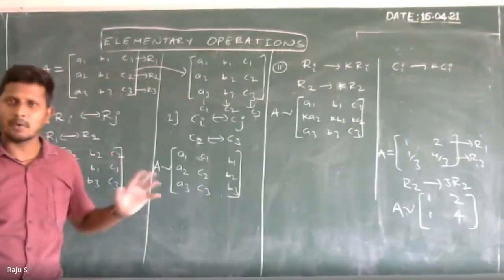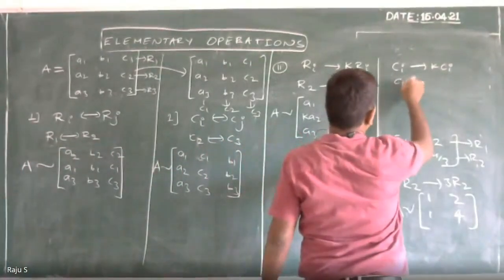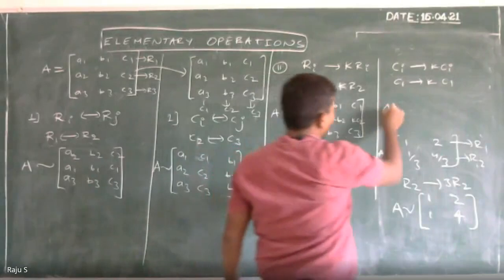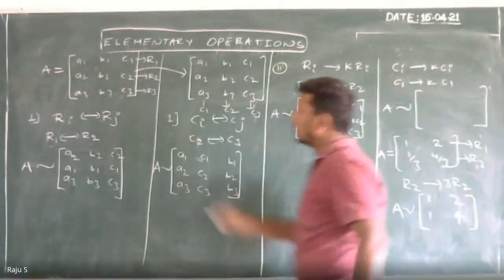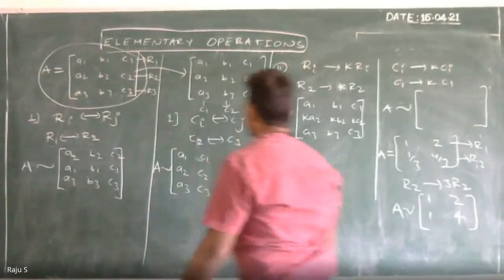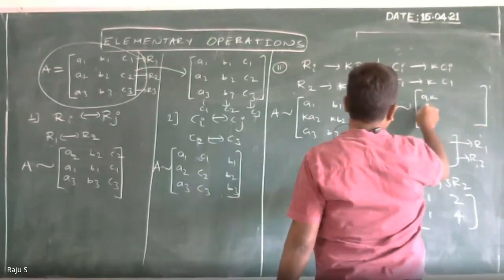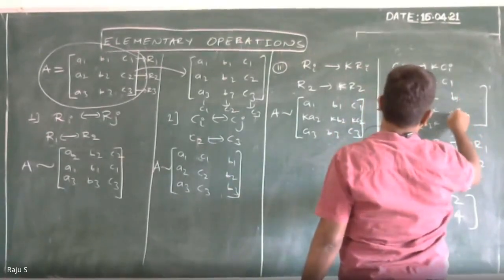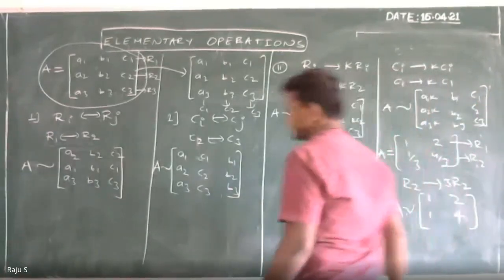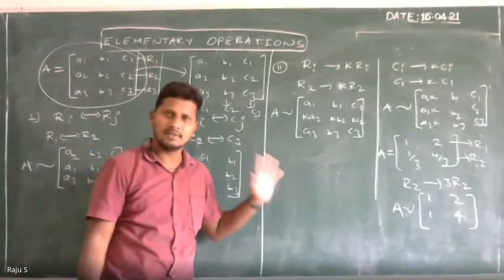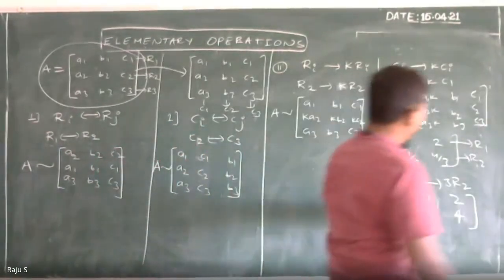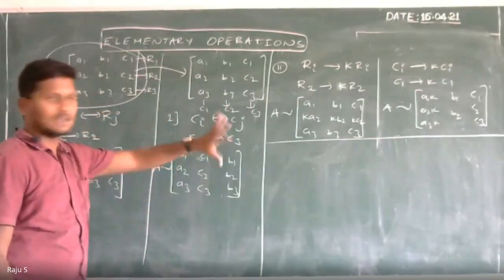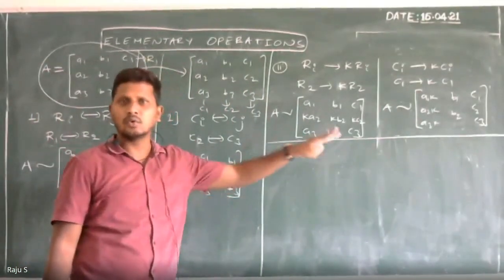Is it clear? This is property 2, and in the same way column-wise, C1 tends to kC1. I want to multiply the first column by k. Whatever the resultant matrix, A is equivalent to it, I am applying on the given matrix only. So then A1k, A2k, A3k. The remaining two columns are as they are: B1, B2, B3, C1, C2, C3. So any particular row or particular column multiplied by a scalar, that is the second property. Till now I explained four operations, two row operations and two column operations.